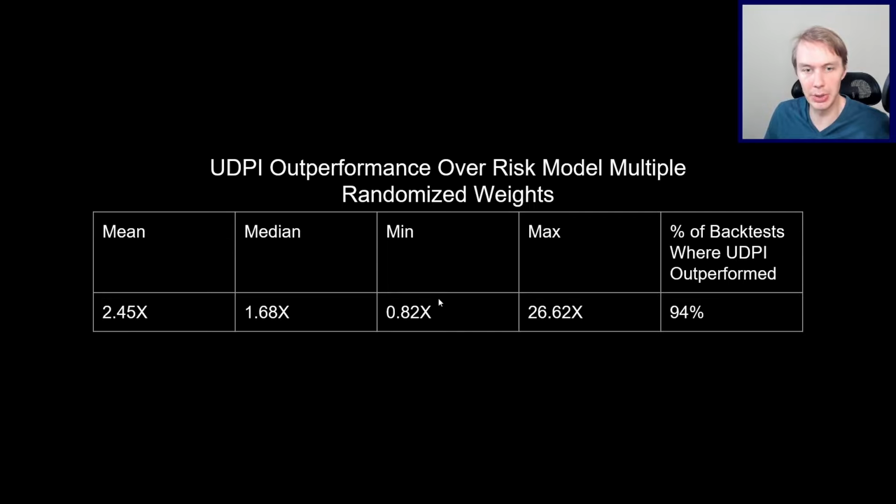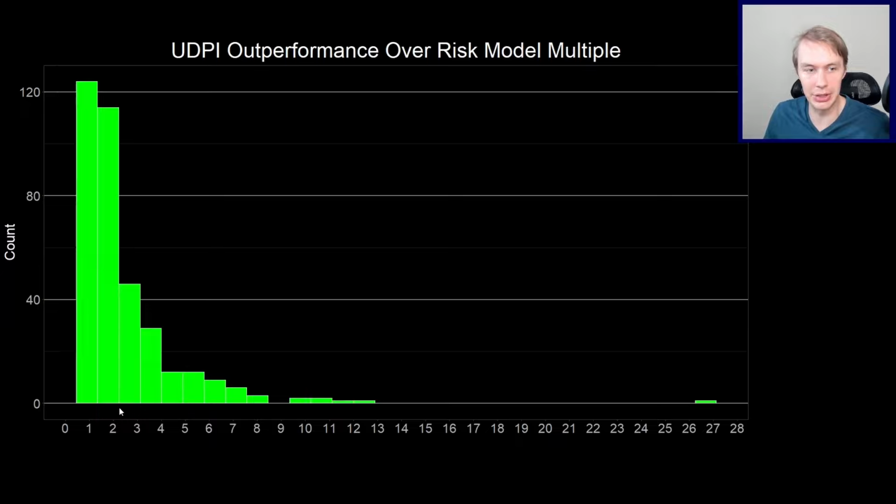Now, notably, there were some times where the risk model actually did outperform the UDPI in some of these randomized weights backtests. 0.82 was the lowest that the UDPI ever scored against the risk model. But the max was a whopping 26.62x, and the percentage of backtests where the UDPI outperformed the risk model was 94%. So that's really the space that we're working in here. We can just look at the distribution.